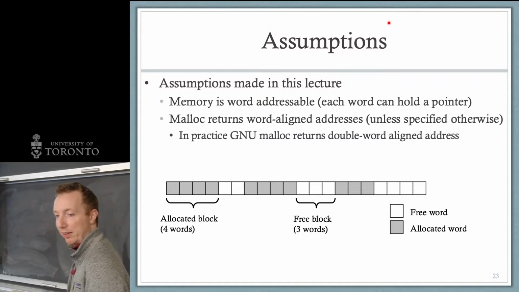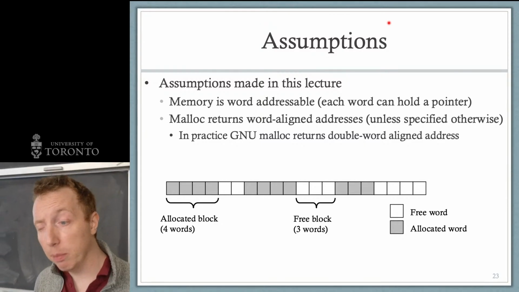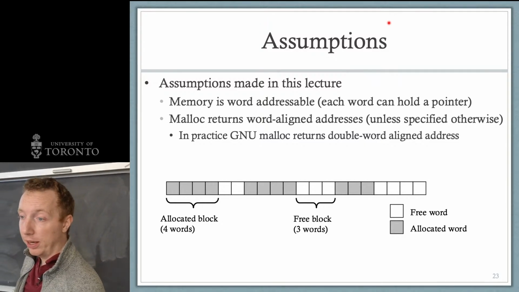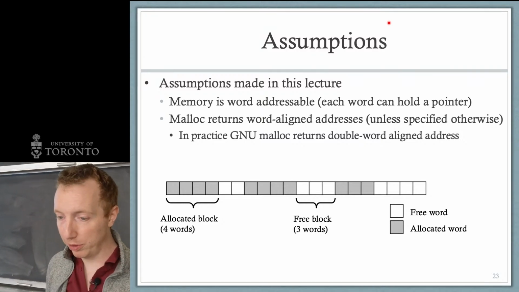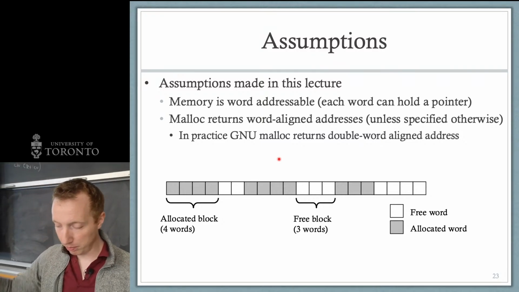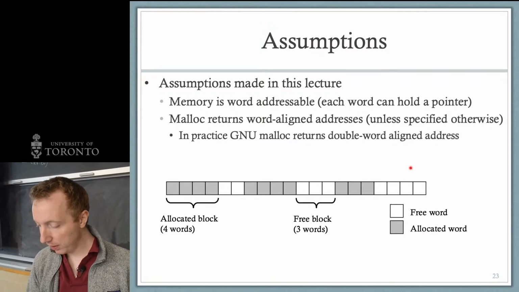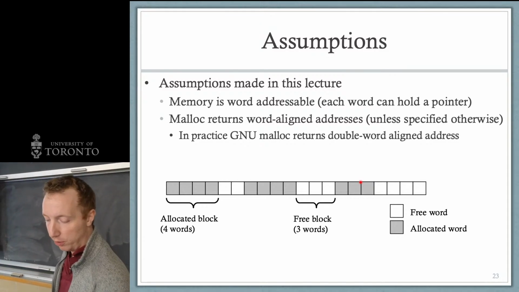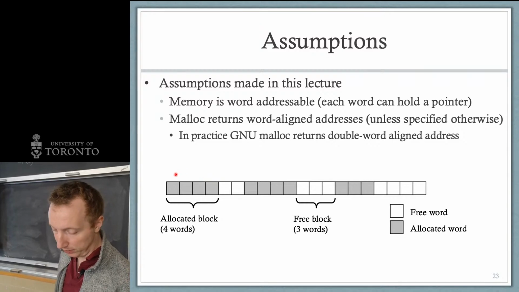In practice, malloc returns at least double word aligned addresses. And now with x86 CPUs, it will do the worst alignment, which is quad word aligned, but we'll just assume word aligned for this. So each of these little blocks here represents a word, or 8 bytes, and those are the blocks we will use for our allocations.